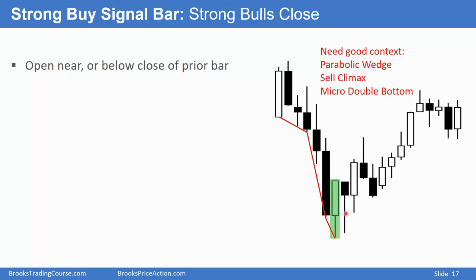And then here we went up, and we went down, went up. We went down twice. Down, up, so micro double bottom. That increases the chances that the reversal will work. So the context is pretty good. I also like to see close well above the prior bar's close. And the tail on the bottom, ideally, you want it to be a third to a half the size of the signal bar.